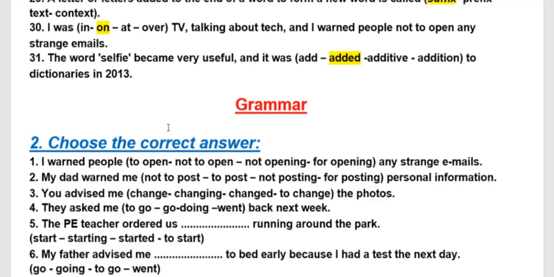Choose the correct answer. I wanted people not to open. What is the original form here? This is indirect speech: not to open, but the direct speech is "do not open." When you change it into reported or indirect speech, we change "do not" into "not to." Okay?